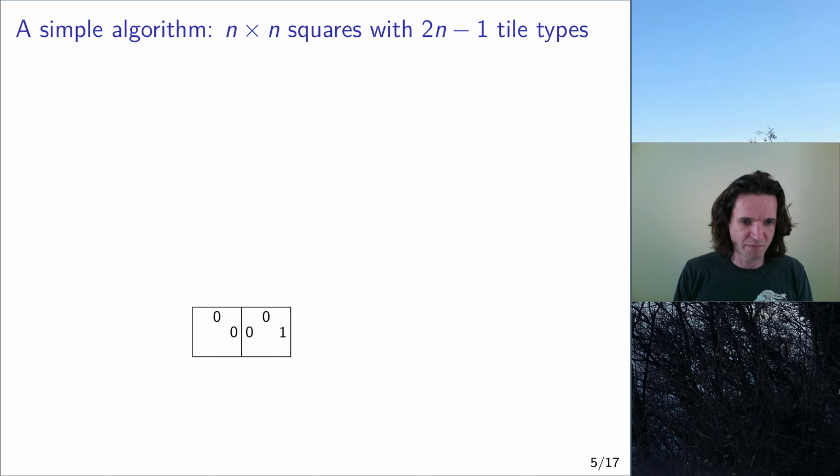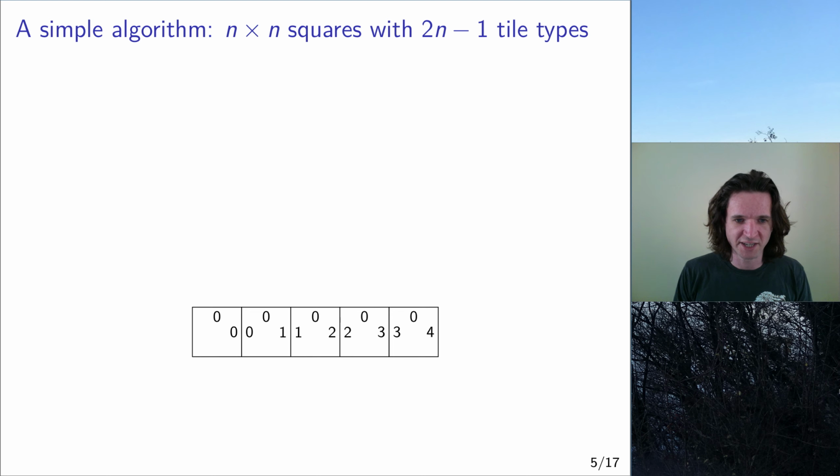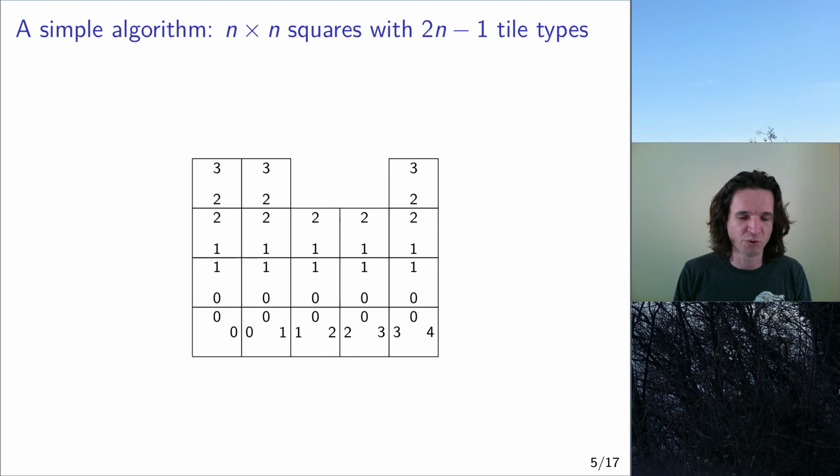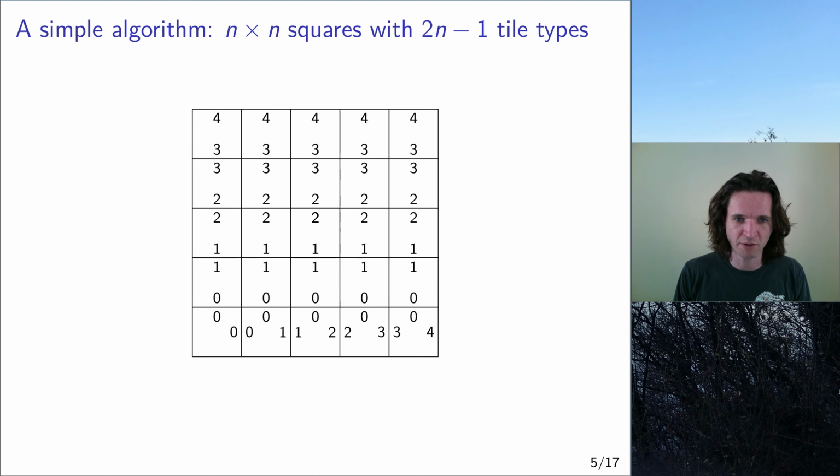This algorithm works by first building a row, a hard-coded row, where all the tiles are different, and we're essentially counting using tiles. And the next step is to build columns. These columns are all independent from each other, not connected to each other, but they're all using the same tile types, which is what makes it efficient. So here, for example, we've built a 5 times 5 square using 9 different tile types.